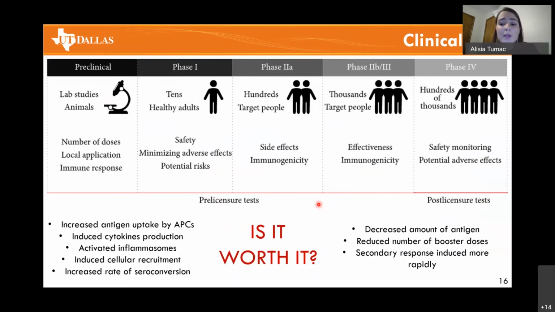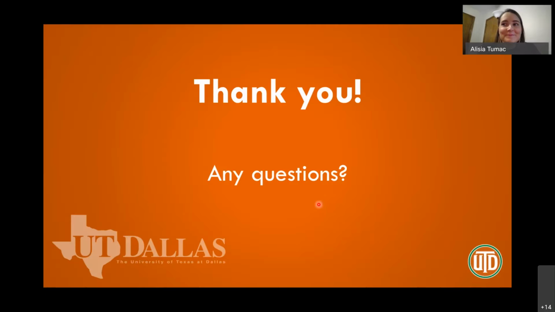And all of these result in being able to use a lower amount of antigen per vaccine, and it also reduces the number of booster doses. And this also leads ultimately to a secondary immune response being induced more rapidly when you actually come in contact with the real pathogen. Thank you. That's all.